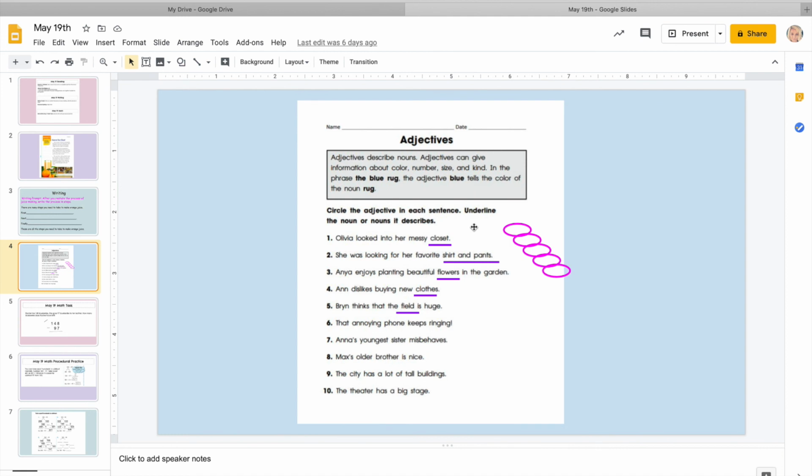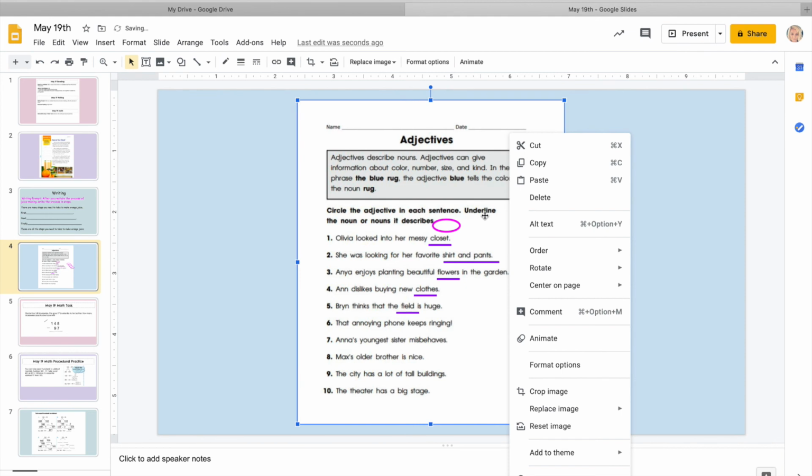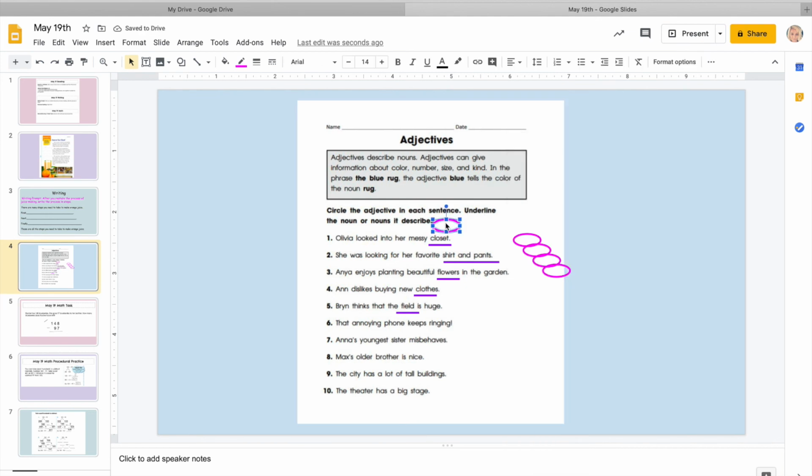So number 1, Olivia looked into her messy closet. Well, closet is the noun, that is a person, place, or thing. And what is describing that closet? It is messy. So we are going to circle messy.